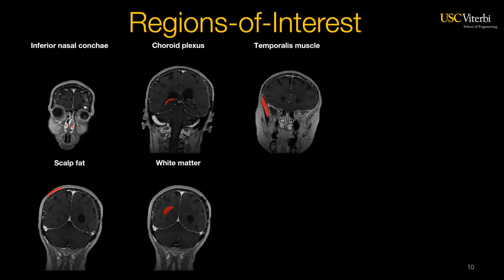To avoid spoiling measurements of repeatability by tumor progression, we selected 5 healthy tissue regions with varying degrees of enhancement: the inferior nasal concha, the choroid plexus, the temporalis muscle, scalp fat, and white matter. All regions span at least 3 slices, although only one slice is shown here for presentation. With the exception of the nasal concha, all ROIs are drawn contralateral to the respective tumor site.